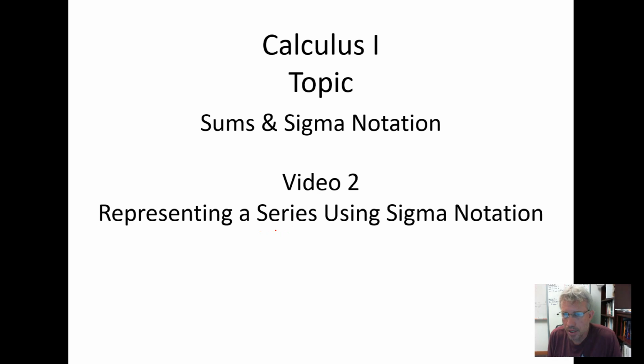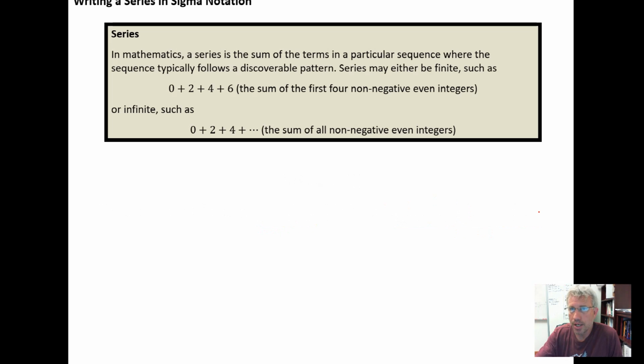So in this video, we're going to talk about how to represent a given series or summation using sigma notation. So remember from the previous video, a series is just going to be the sum of some numbers in a sequence. And usually the sequence will have some discoverable pattern or rule that governs the generation of the elements in the sequence. So for example, for the series 0 plus 2 plus 4 plus 6, that comes from adding the elements in the sequence 0, 2, 4, 6.